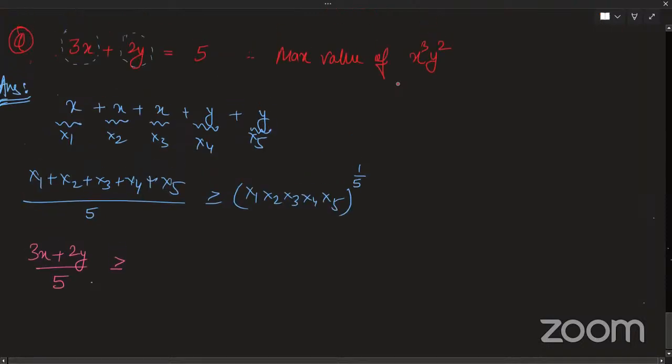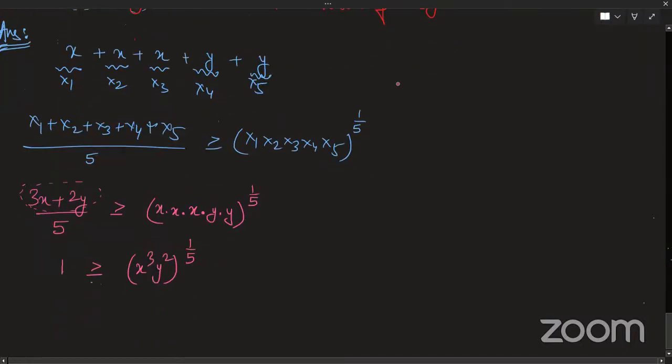What is my right hand side? Think. See, it is basically (x into x into x into y into y) raised to 1 by 5. And we already know the value of 3x plus 2y divided by 5. What is the value? 5 by 5, so it is 1. So the left hand side is 1, and the right hand side is (x cube into y square) raised to 1 by 5. So now can you tell me what is the maximum value of x cube multiplied by y square? The maximum value is 1. Yes, correct.